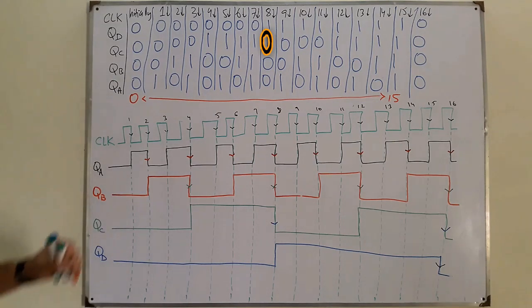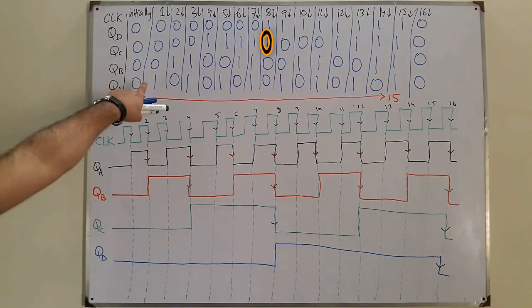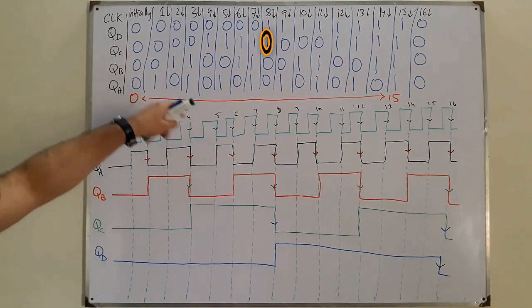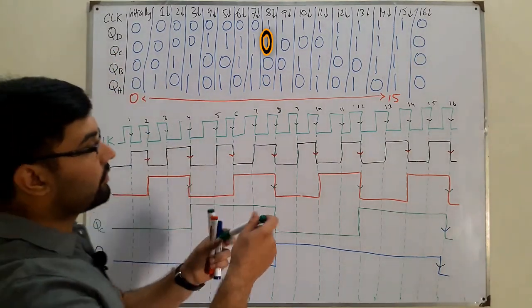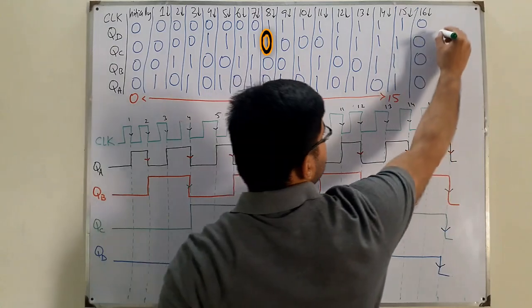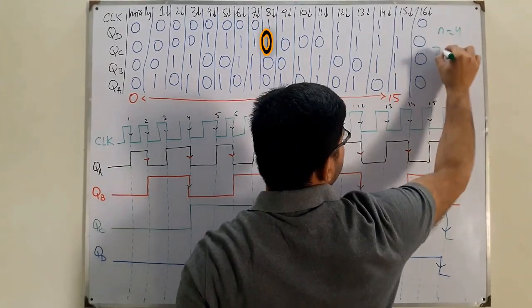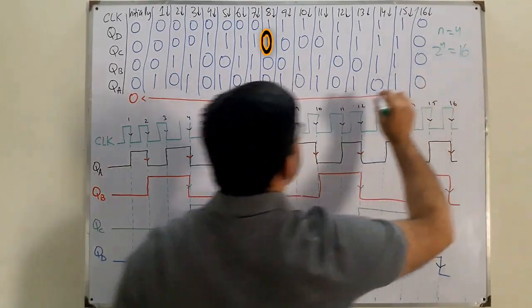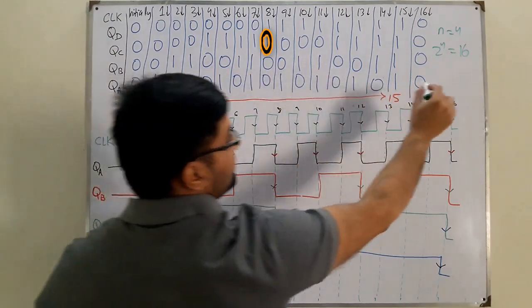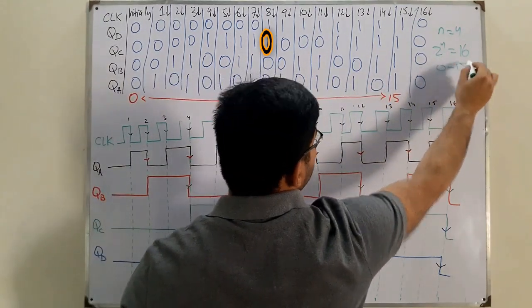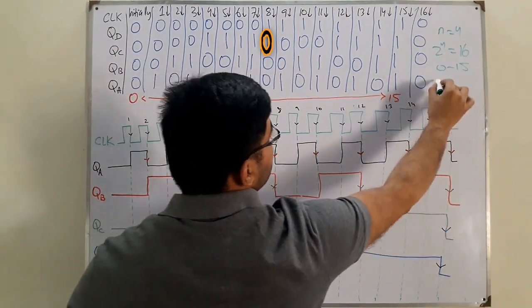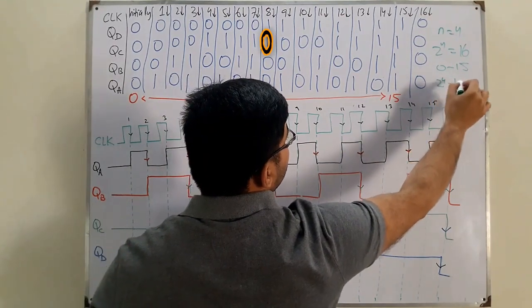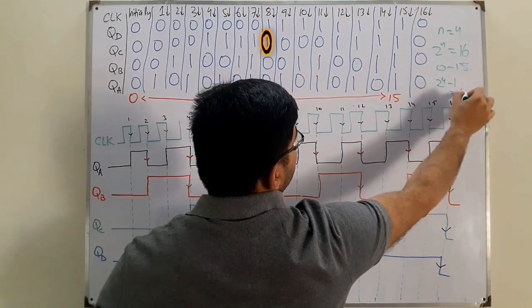All right, you have states: how many? 2 to the power n. So in this case we had n equal to 4. All right, if n is equal to 4, you have 2 to the power 4 equal to 16 states, which are ranging from 0 to 15, all right, 0 to 15. And the maximum count was what? 2 to the power 4 minus 1. And the maximum count is also 15.